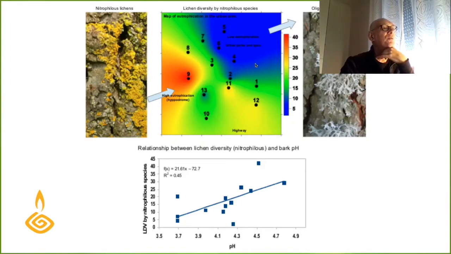This is an urban park. You see, we have a very low eutrophication here, very high eutrophication, and a very high source of atmospheric ammonia around here, estimated with the use of lichens measured on pine trees. And there is a clear relationship between the bark pH and the index of lichen diversity.